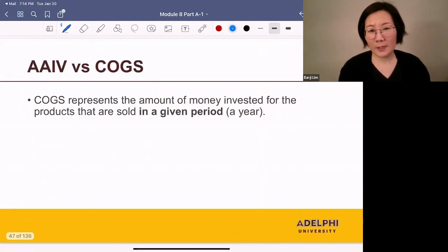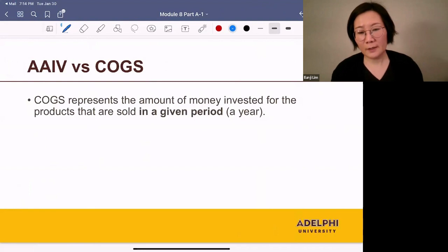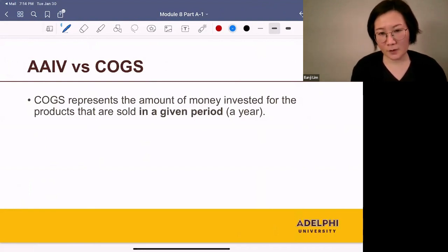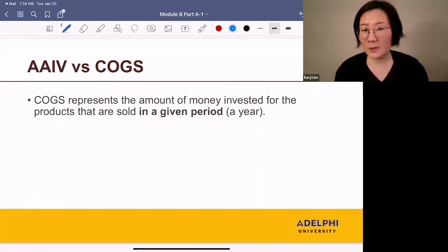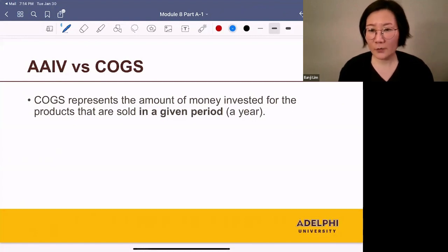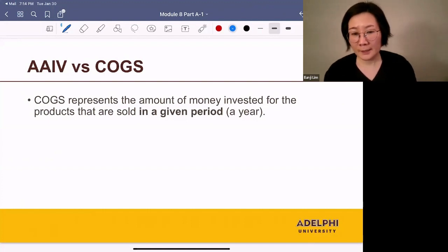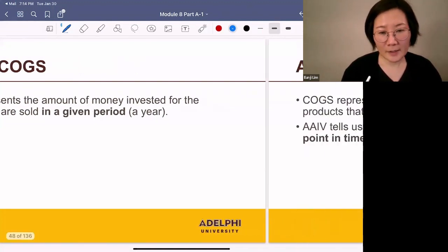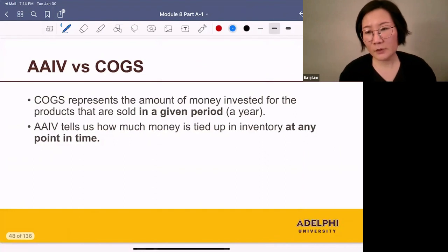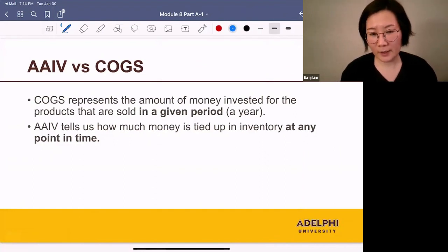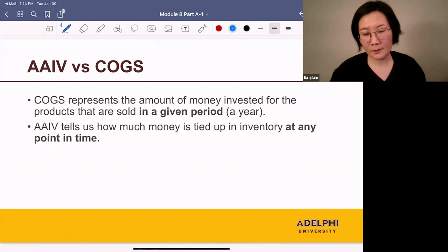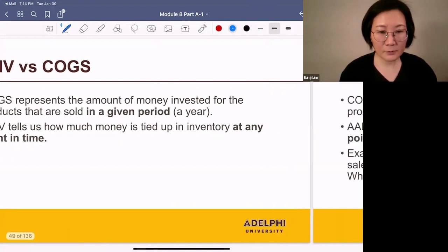So far, we talked about AAIV, and what's the difference between AAIV and COGS? COGS represents the amount of money invested for the products that are sold in a given year, typically a year. And on the other hand, AAIV tells us how much money is tied up in inventory at any point in time. So let's take an example.